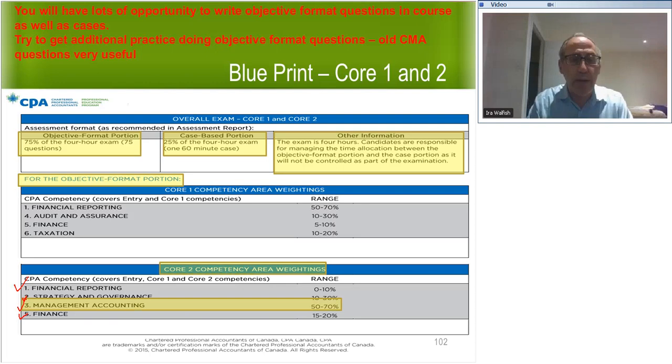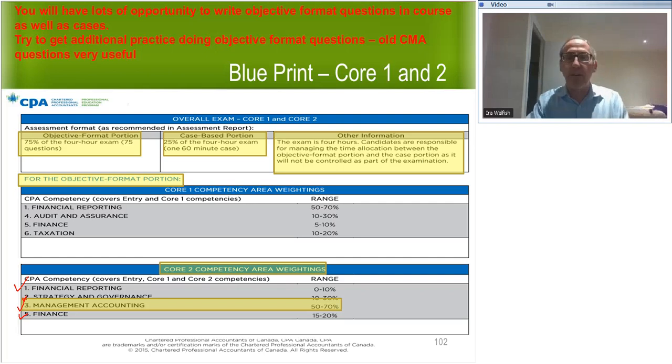The second biggest topic that will be tested is strategy and governance, which will be anywhere from 10 to 30%. And then the third most important subject is finance, which is 15 to 20%. There is a possibility that financial reporting could come up, but it's only 0 to 10%. I would not spend very much time at all on financial reporting in preparing for this exam. Number one, it may not come up at all, and even if it does, it'll be in a very minor way. They have a huge opportunity to test you on financial reporting on Core 1. So that is the makeup of the objective format portion of the exam, which is, as we said earlier, 75% of the total exam.